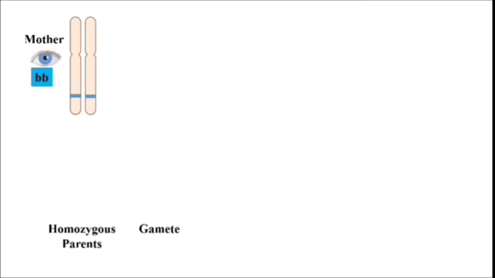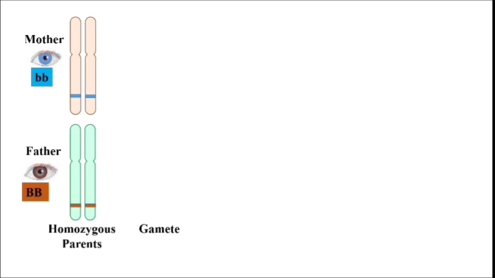Let us understand this same inheritance phenomenon with a different example. Suppose two homozygous parents: the mother with blue eye color, having a pair of recessive alleles for this trait, and the father with brown eyes, having a pair of dominant alleles for brown eyes.